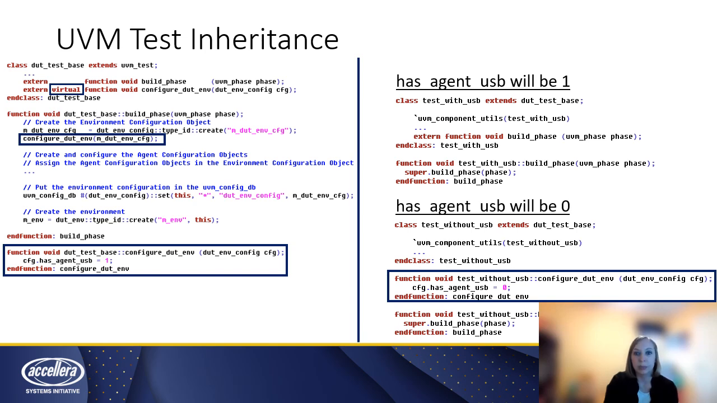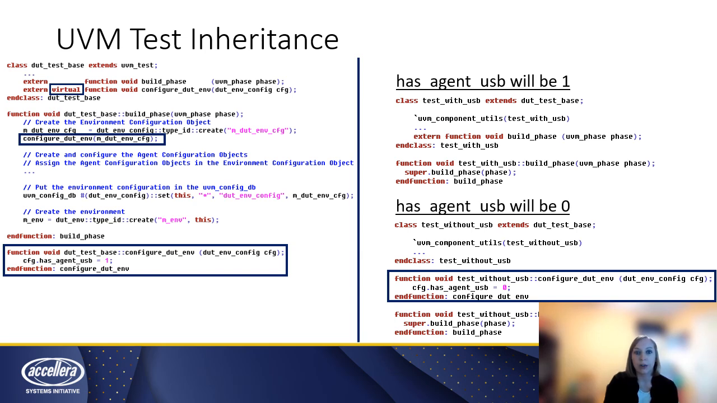Here, test with USB inherited from test base and did not define an overriding configure env function. When this inherited test then calls super.build, it executes the configure env function that is defined in the base test. This is because no overriding function has been written. Shown in the bottom right, a test that inherits from the test base class can declare its own overriding function.